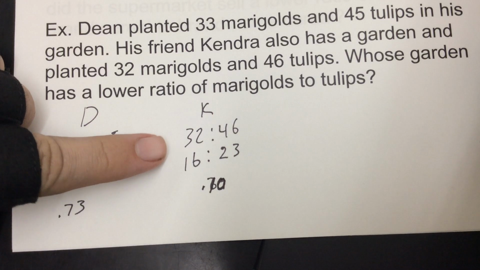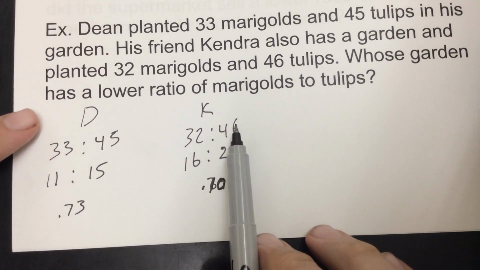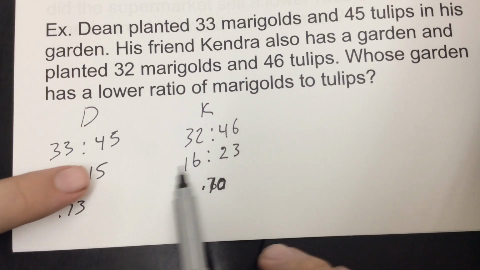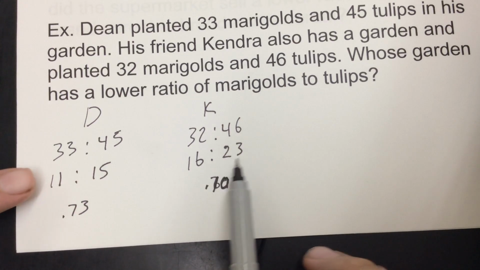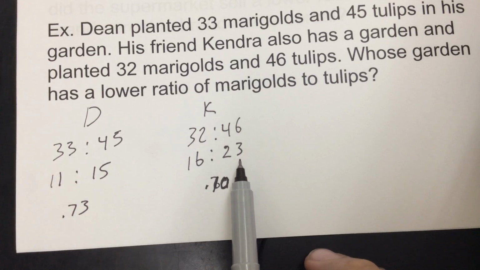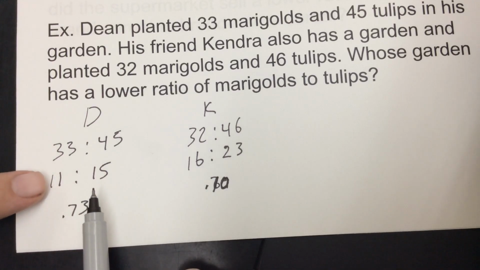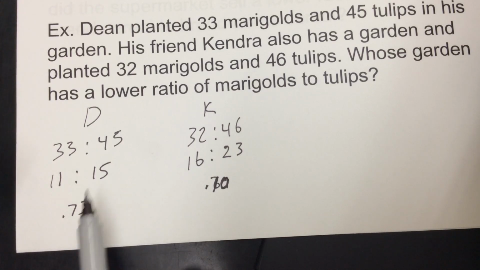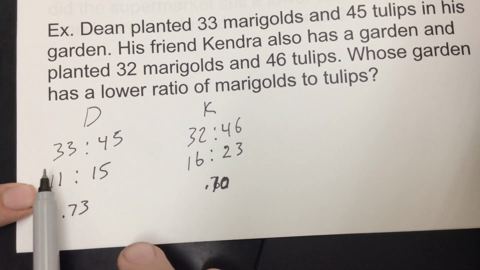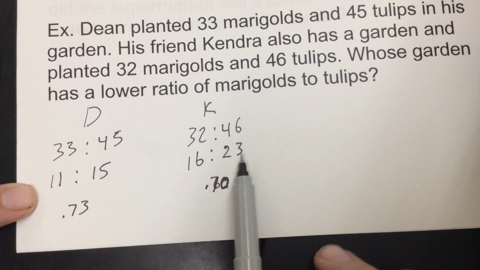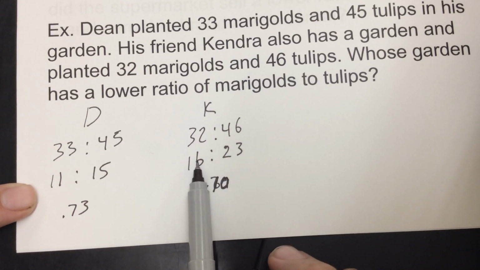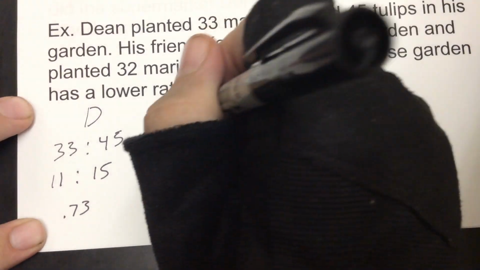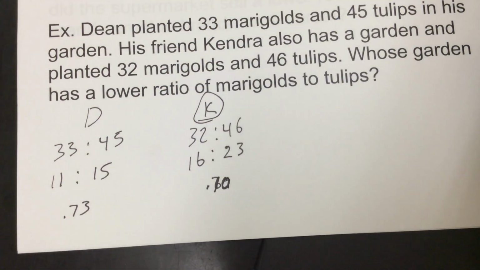Okay. So you always want to reduce them, but that's only going to help you if it's more obvious. Here, it's not so obvious what to do. So we're looking for the bigger or lower ratio. If we take our first number divided by our second one, that gives us a number, and that'll tell us how close we are. So in other words, out of these 15, we got 11 of them. Out of the 23, we have 16 of them. So 0.70 versus 0.73. The lower one is actually going to be Kendra.